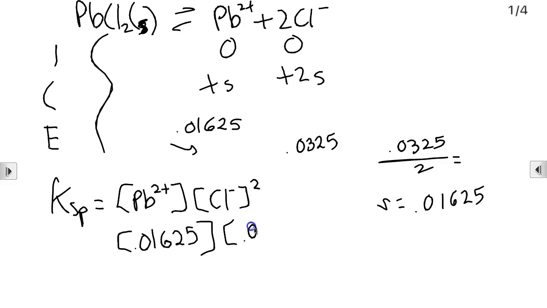So the chloride is going to get squared. I have to put it in here. Now I'm going to push buttons on my calculator, and then I'll get the Ksp. Make sure you use parentheses. Parentheses, 0.0325 squared. Close it up. And I got Ksp is equal to 1.72 times 10 to the negative fifth.